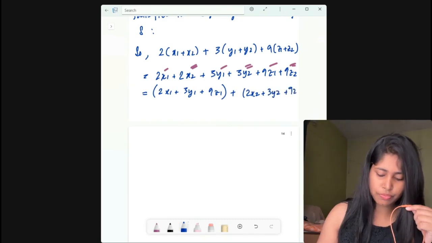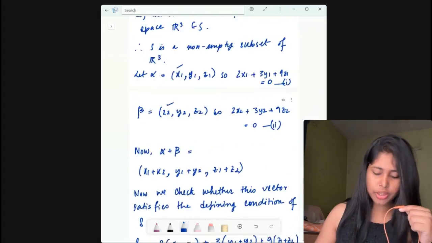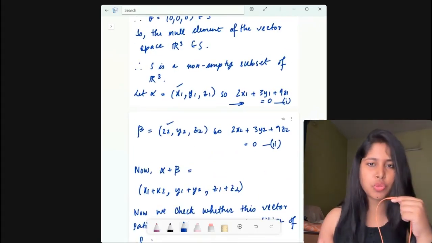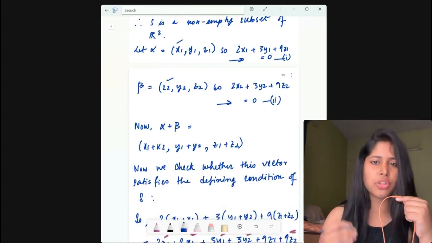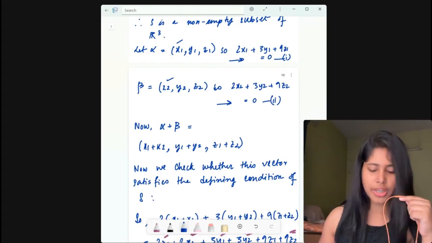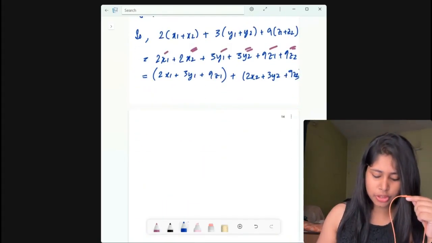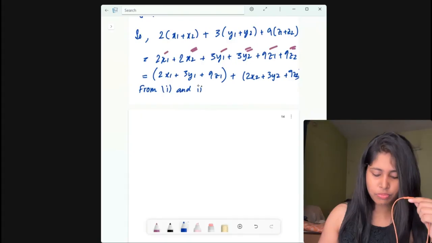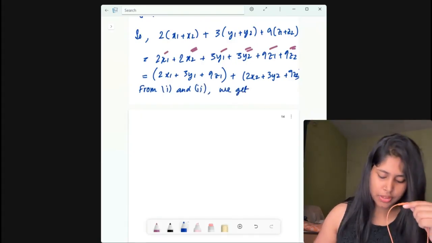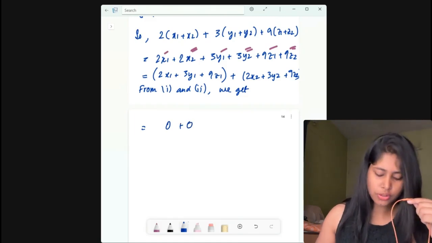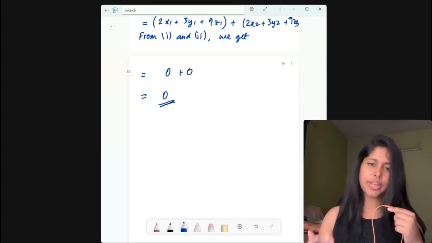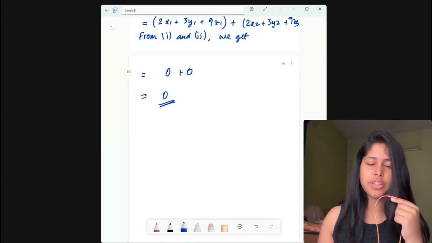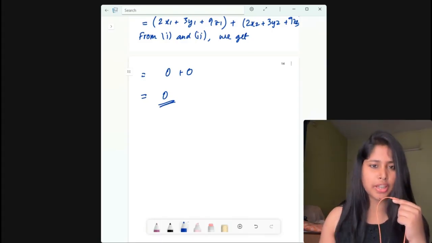Now you can see from condition 1 that 2x1 plus 3y1 plus 9z1 equals 0, and from condition 2 that 2x2 plus 3y2 plus 9z2 equals 0, right? So from condition 1 and 2 we get 0 plus 0. All right. So it will be 0, right? Only 0 plus 0 is 0. So basically from condition 1 and 2 we get that this satisfies the equation, and the first property holds, the closure under addition property holds.